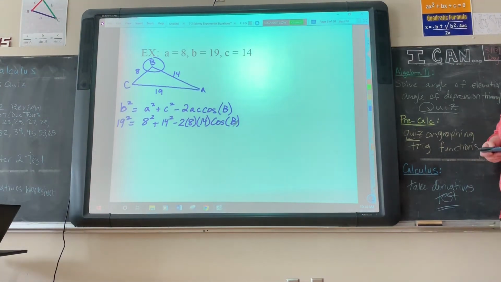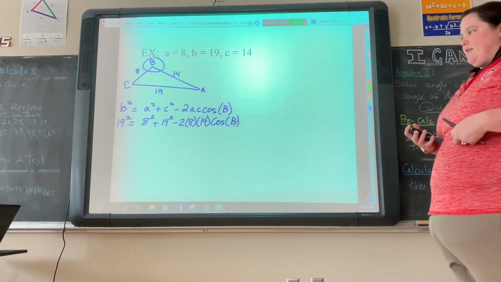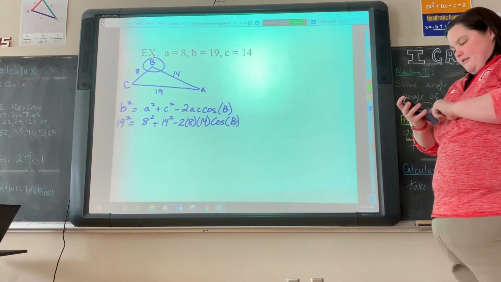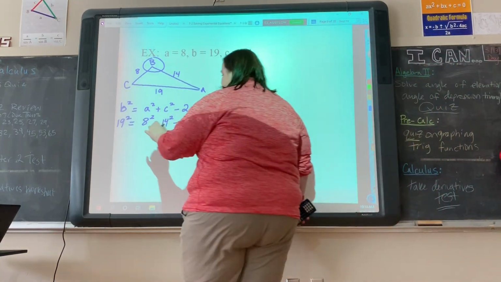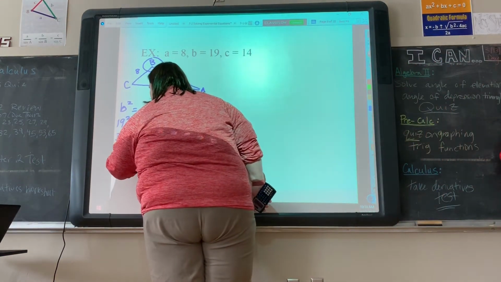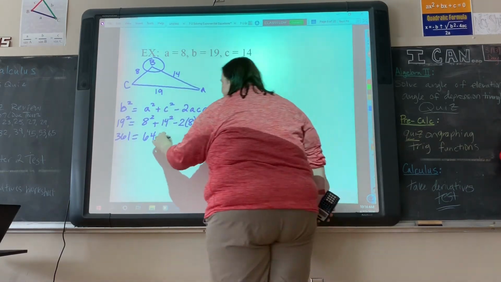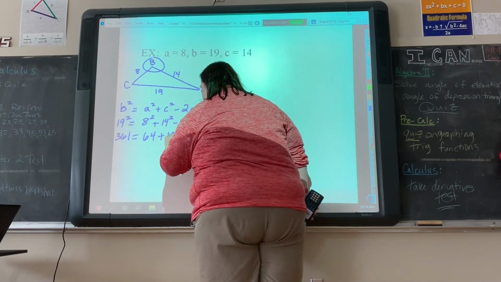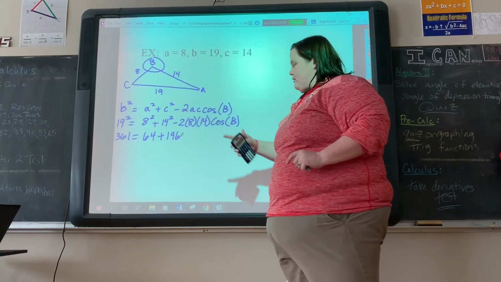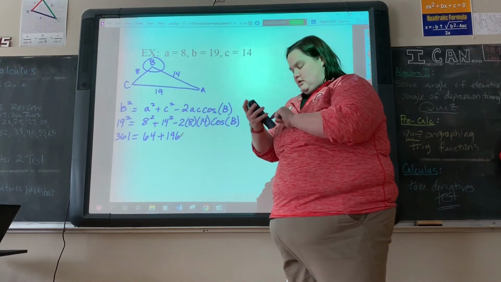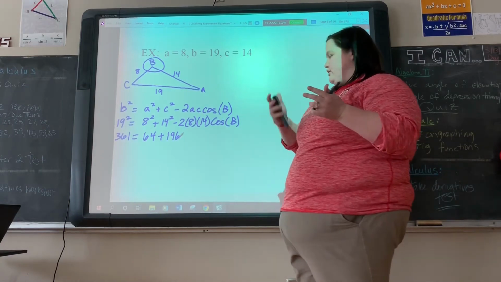So I always do a couple of preliminary solving things before I go ahead and rearrange this equation. So I'm going to go ahead and square everything out. I don't know what 19 squared is off the top of my head. So I'm going to do 361 for that. 8 squared is 64, 14 squared is 196. I'm going to go ahead and multiply these three numbers together, the 2, 8, and 14. So got 224.